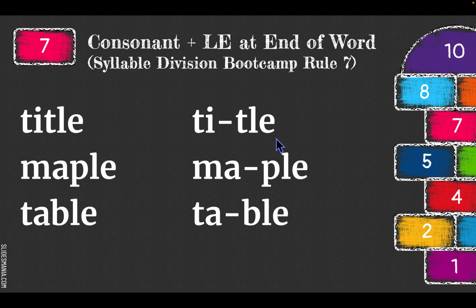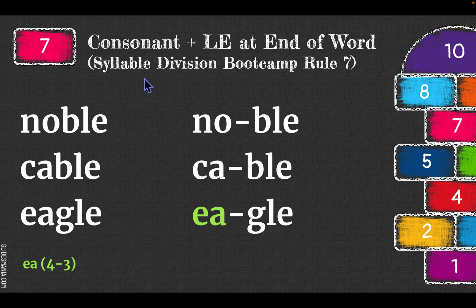Title, maple, table. You can learn more about this rule in the video for Rule 7 in my Syllable Division Bootcamp. Let's practice some more. These words all end in a consonant with an L and an E, so we divide 3 letters from the end. Now we're going to use the vowel's long sounds. Since the syllable ends in a vowel, we try the vowel's long sound first.